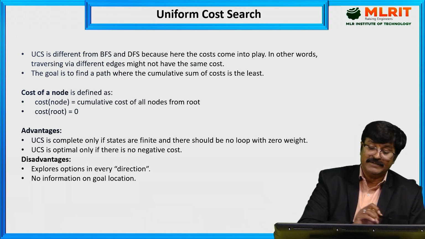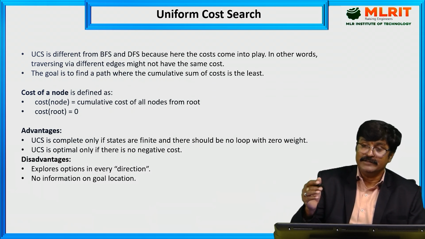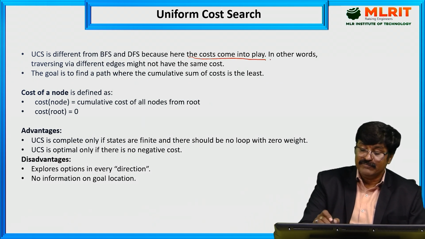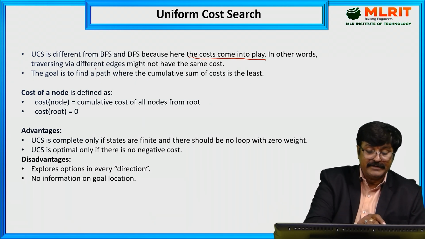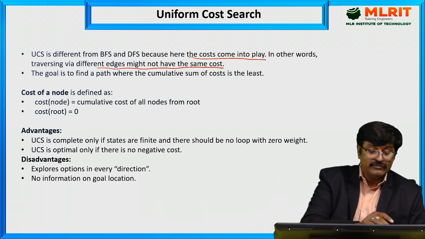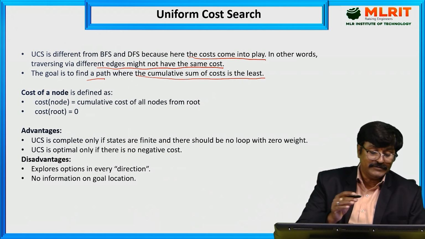depth first search, because here the cost factor is important. Based on the cost factor, it goes either breadth level or depth level. So here the cost comes into play. In other words, traversing via different edges might not have the same cost. So the goal is to find the path where the cumulative sum of the cost is the least cost path to reach the goal.